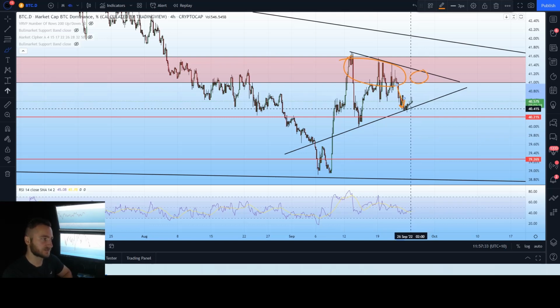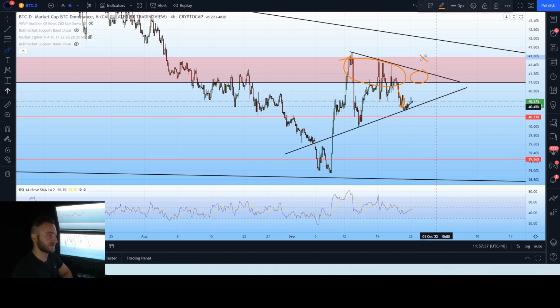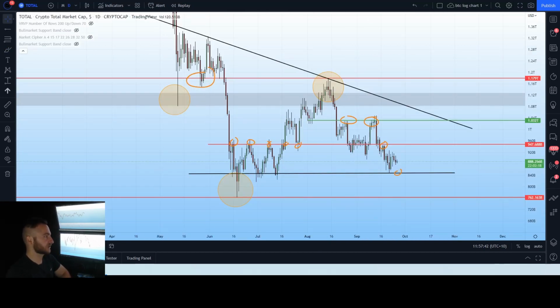Let's see if it's got the momentum to push upwards through this range. Until we break through this range, I've got not a lot of interest. For now, I do expect that to continue downwards. Total cryptocurrency market cap, another very interesting one.